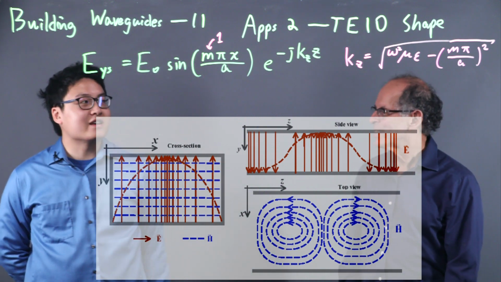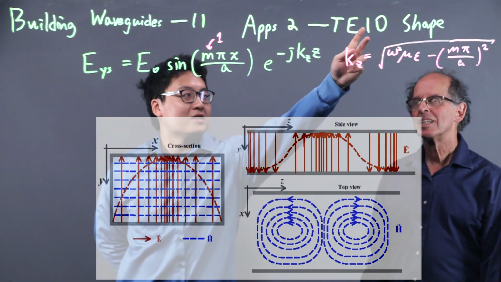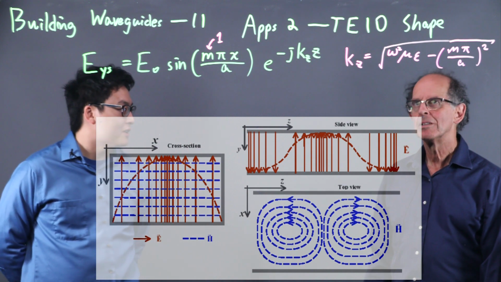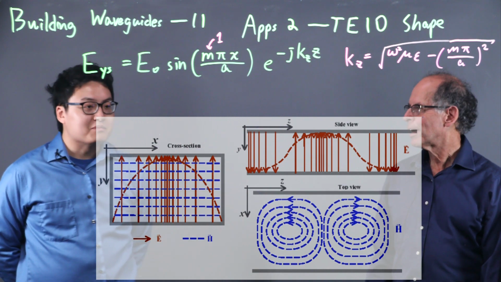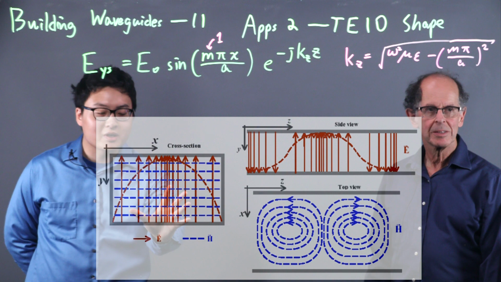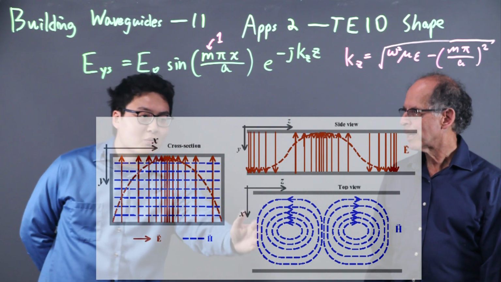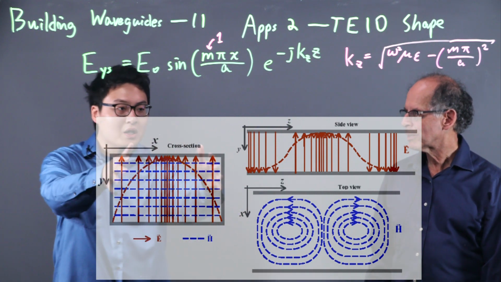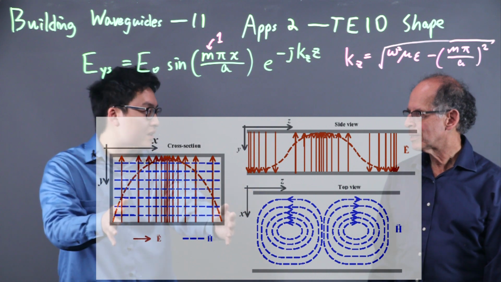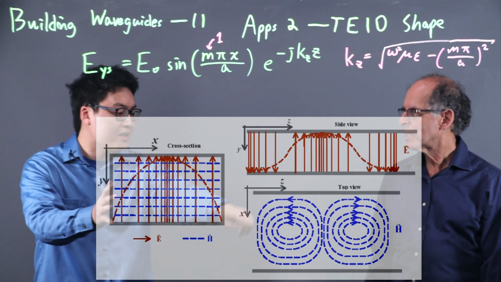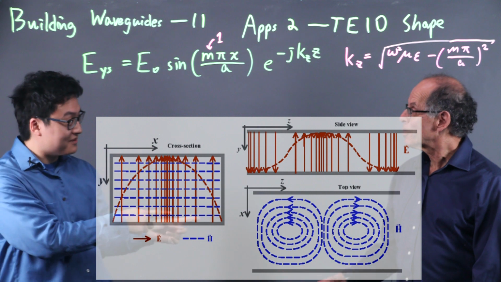Hey, so let me take a guess. If we had, instead of TE10, TE20, I guess, when we look at the cross-section, instead of seeing one half wavelength of E, we will actually see a full wavelength. Is that right? Yes, and we did it with the slinkies.